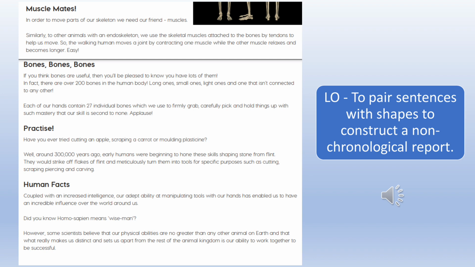Bones, bones, bones. If you think bones are useful, then you'll be pleased to know that you have lots of them. In fact, there are over 200 bones in the human body. Long ones, small ones, light ones, and one that isn't connected to any other. Each of our hands contain 27 individual bones which we use to firmly grab, carefully pick, and hold things up with such mastery that our skill is second to none.